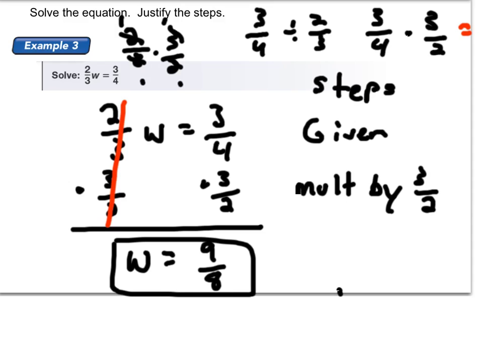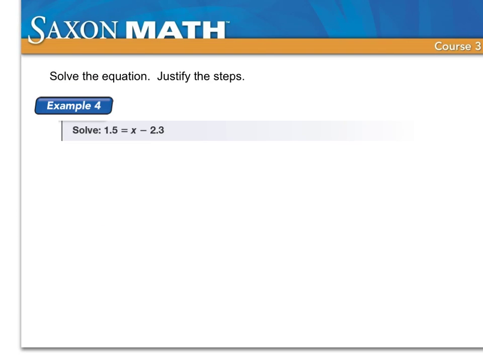So again, anytime that we're using fractions, when we're taking our fraction and multiplying it by our variable, we can undo that by multiplying by the reciprocal, because that's the same as dividing by the fraction. Have some flipping fun. All right, let's go on to our last example. And we got another one here. Solve the equation and justify the steps.